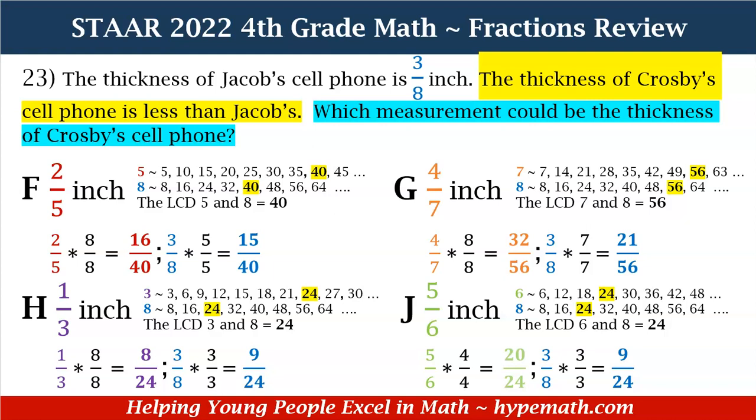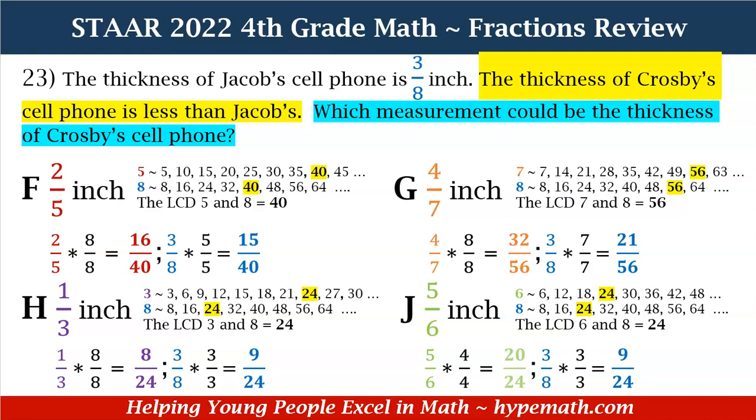Starting with F, our denominators are 5 and 8. I'm going to find the multiples of 5 and also 8. When I do that, I notice that my LCD, or least common denominator, for 5 and 8 is equal to 40. Now I can find my equivalent fractions.